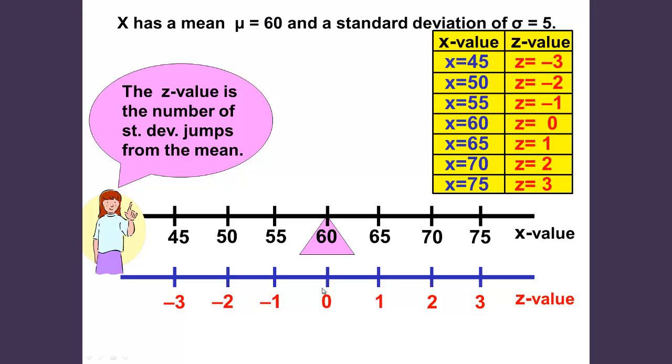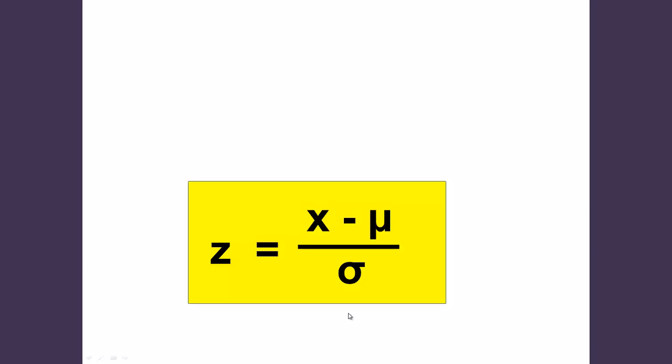Now, as we look at this, we want to think about one other concept. The numbers 45, 50, 55, 60, 65, 70, and 75 are not the only numbers that could be in our data. We could have numbers that fall in between this. With that in mind, let's look at the formula. To calculate z-scores or z-values, we do not want to have to use jumps every time. We can use a formula.